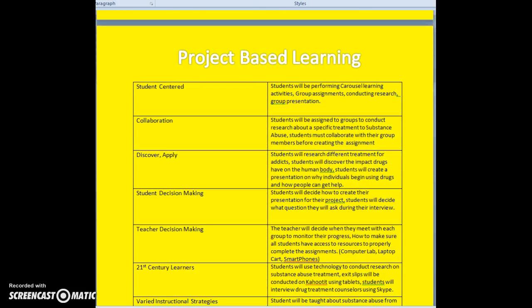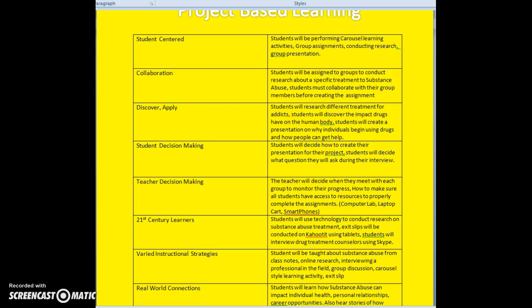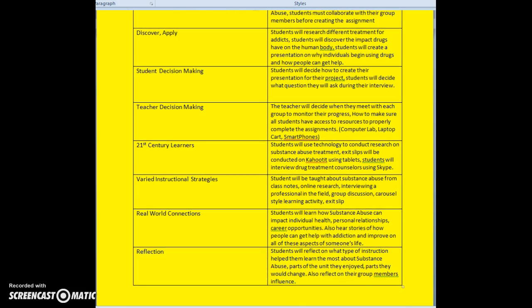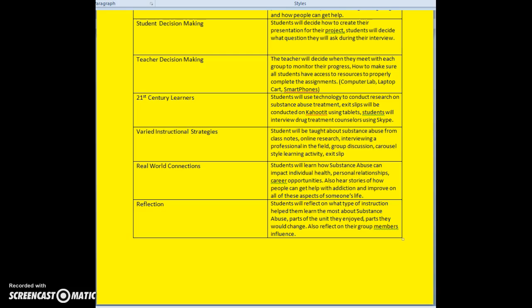Okay, why is this unit project-based learning? We have a lot of student-centered activity. Collaboration. Students are going to collaborate with their group members based off of the drug that they're assigned to with their group. Discover and apply. They're going to do some research and discover the different treatment for addicts depending on the drug that they've become addicted to. Teacher decision making.